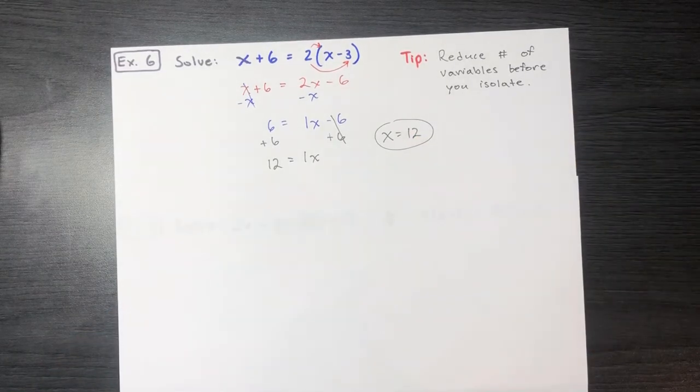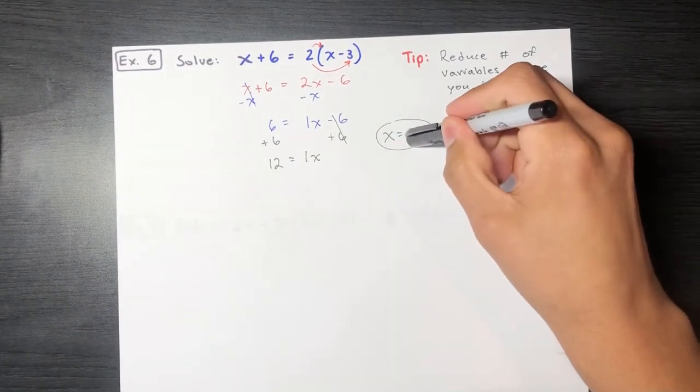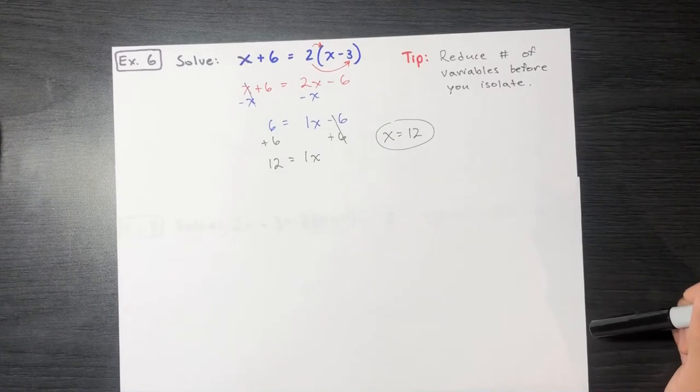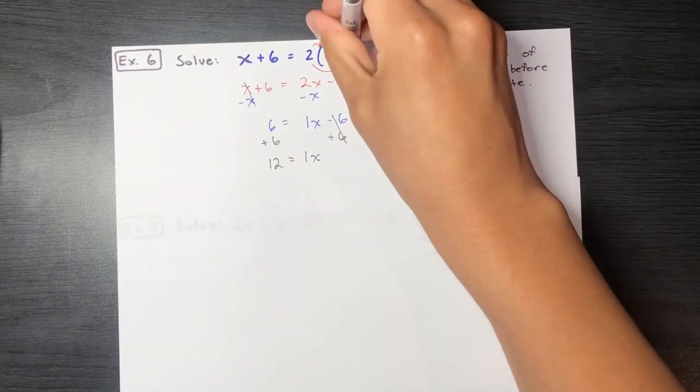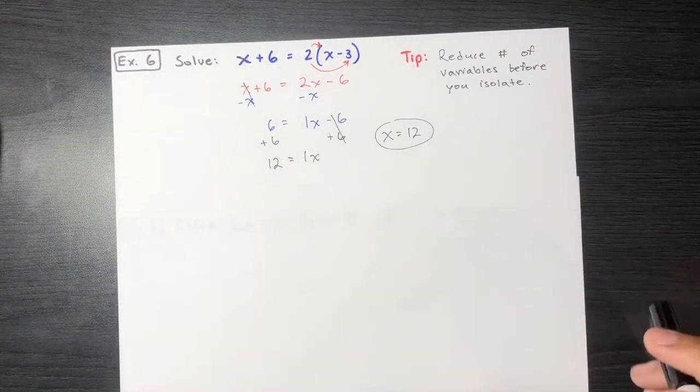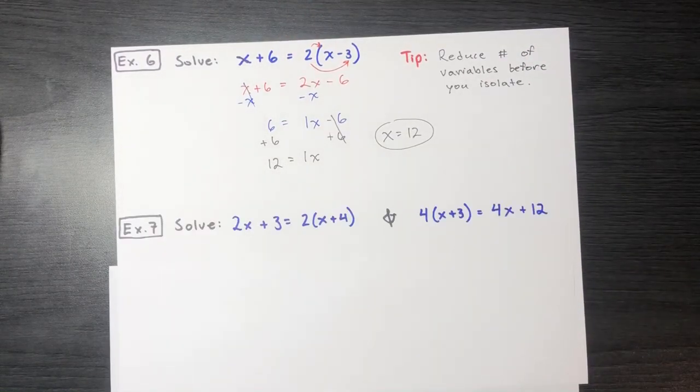If we're going to check this, we plug in this x equals 12 into both sides. If we do that, we will see that the left side will equal the right side, and then the answer will be correct, but you can go ahead and check it on your own time. Lastly, this is the last problem.